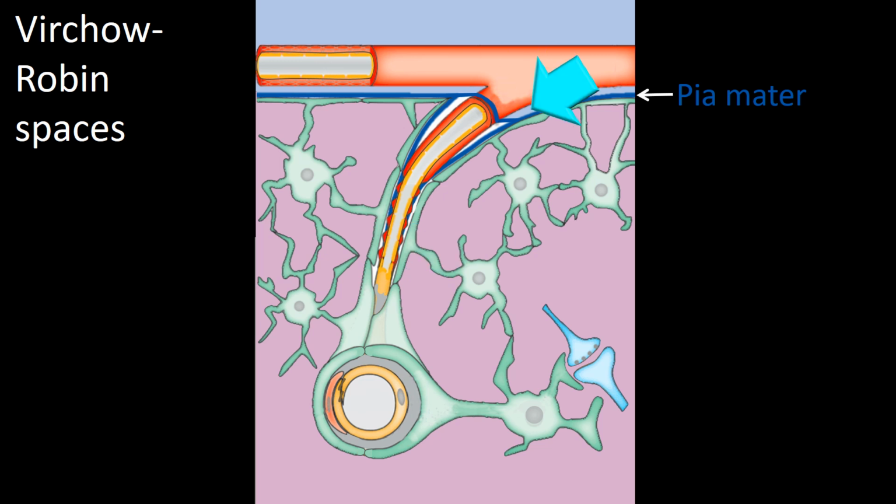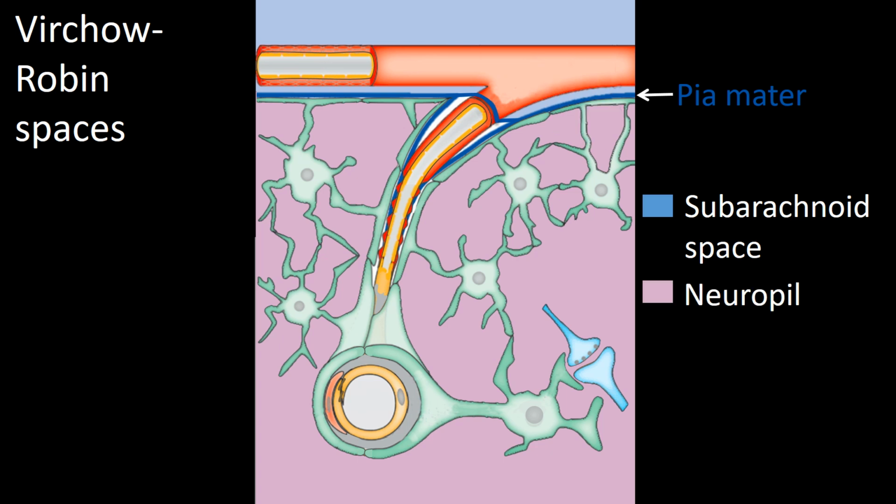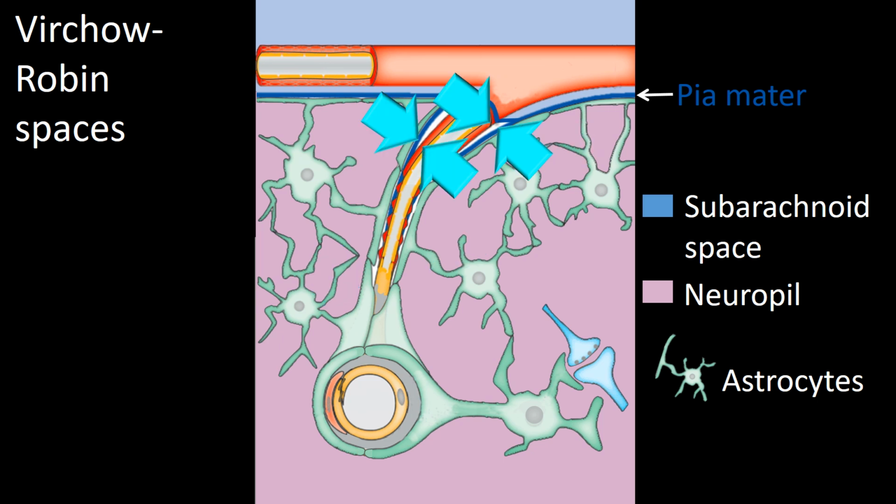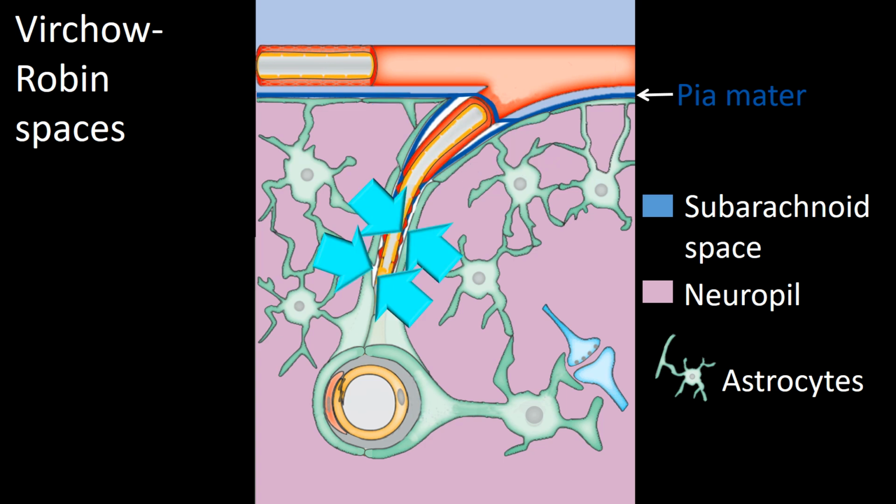Above the pia we find the subarachnoid space represented in light blue. Below we find the neuropile represented in pale pink. The edge of the brain parenchyma is lined by the feet of astrocytes, as indicated by the multiple arrows. The space between the pia and the vessel wall, as indicated by the arrows in this frame, and deeper into the parenchyma, the space between the astrocytic feet and the structure formed by the fused pia mater and vessel wall, as indicated by the arrows in this frame, is the Virchow-Robin space.